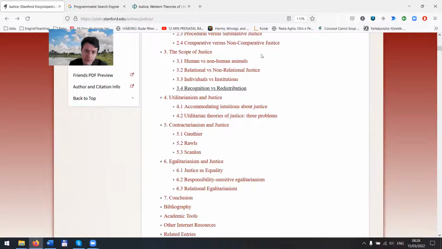Scope of justice. What kind of relations, individuals, institutions, living beings, creatures justice extends to is different if justice is about recognition, recognizing someone's effort, and it's different when it's about redistribution, like taxation. Or you can also think about redistribution when you do a job for a company.